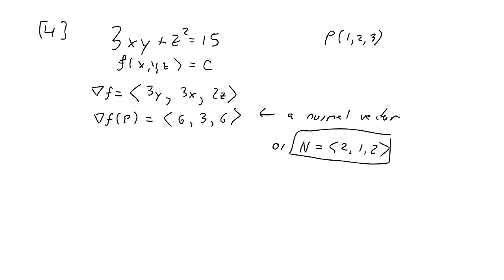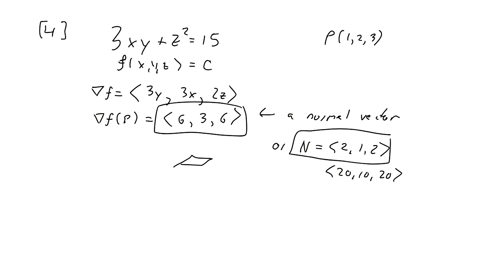You don't need to say n equals 3 times the vector 2, 1, 2. It can just be the vector 2, 1, 2. It could also be the vector 20, 10, 20. Any non-zero scalar multiple of this is going to be perpendicular to the surface. Does that make sense?